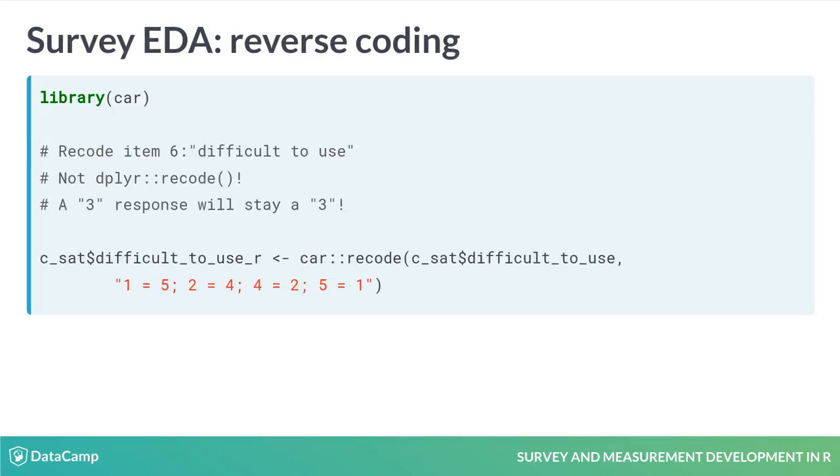Let's create a new variable difficult_to_use.r, which is a recoded version of the difficult-to-use item. To do that, we will use the recode function from car. This is not to be confused with the recode function from dplyr, so we will explicitly call from the car package here. Next, we specify how to recode the values. 1s become 5s, 2s become 4s, and so forth. 3s will stay 3s, so no need to include that in our syntax.